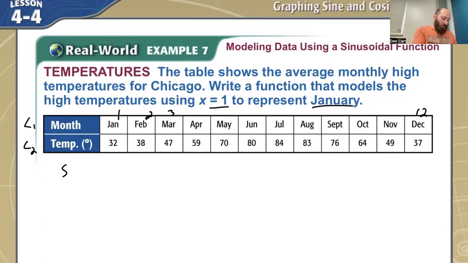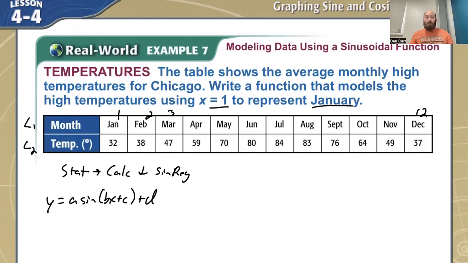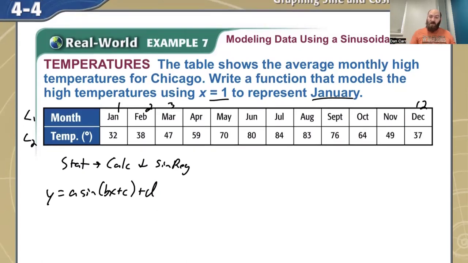Just like our other regressions, you hit stat, then arrow to the right for calc, and then you arrow down until you see SinReg. That is the sine regression it's going to do. It will spit out the values in this format: a times the sine of bx plus c plus d. That's what it's going to tell you as those parameters, a, b, c, and d.